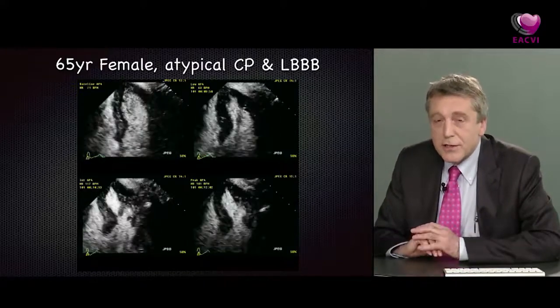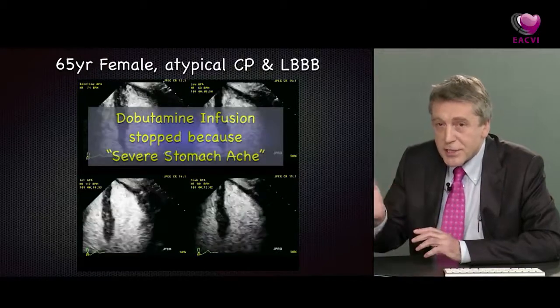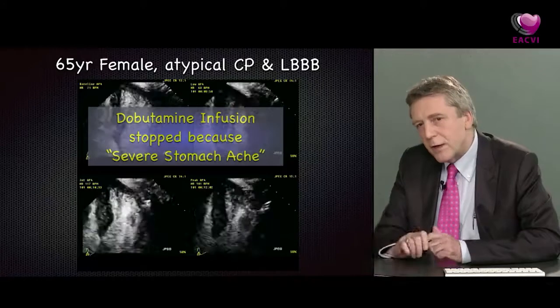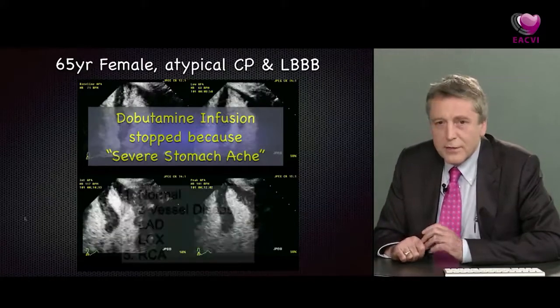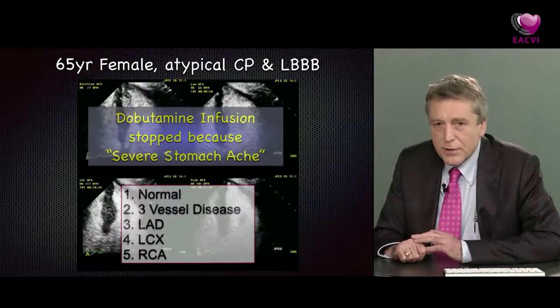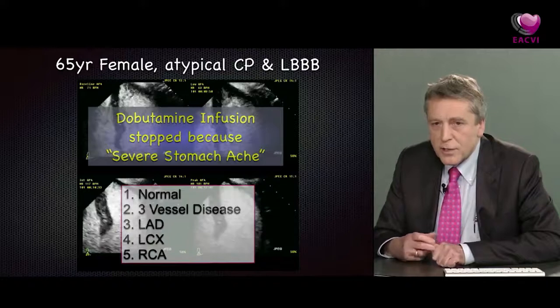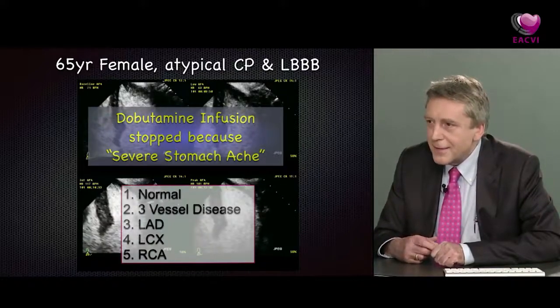So we actually stopped at this stage because the patient was experiencing severe stomachache, which actually was her atypical chest pain. So I want you to tell us whether you think this is normal, whether it's three-vessel disease, or whether there's a disease involving the LAD, which is number 3, the circumflex, which is number 4, or the right coronary artery, which is number 5. So you can vote now. Okay, a minute for voting.